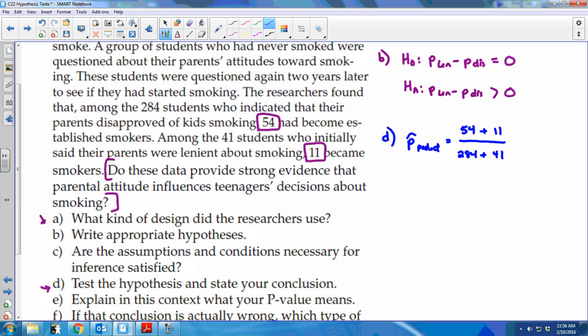Questions about where those numbers came from? Number of successes plus the number of successes over sample size plus sample size. That's 65 out of 325, and so there's a p-hat pooled of 0.2. Questions about that?